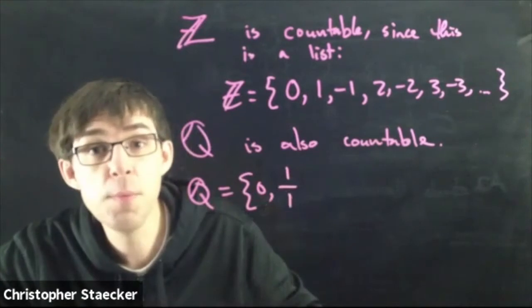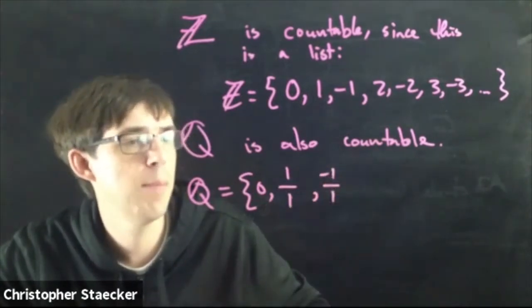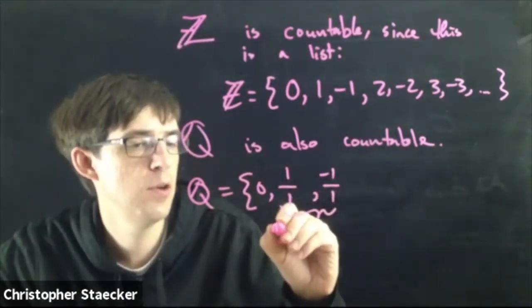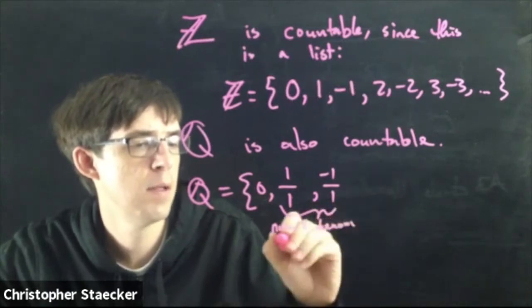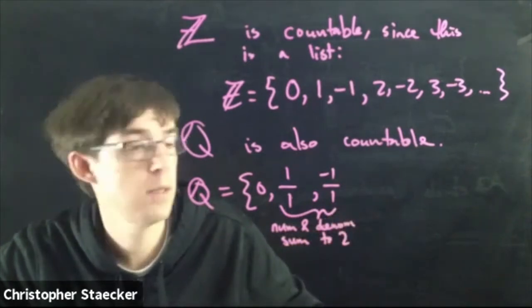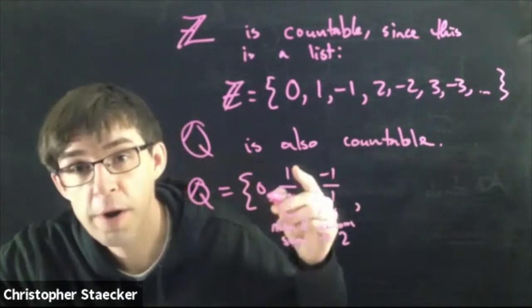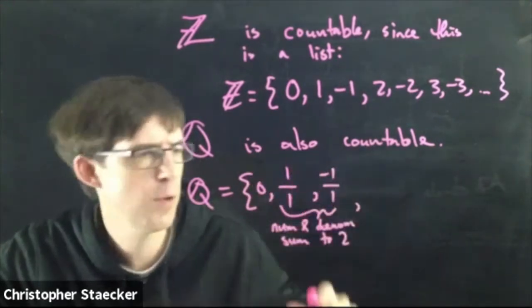Think of it in terms of numerators and denominators. I'm going to write 1/1 and minus 1/1. These are fractions for which the numerator and denominator sum up to 2, all right? And then I'm going to make a list of all the fractions where the numerator and denominator sum up to 3. I'm thinking just in absolute values, ignoring the minus sign.